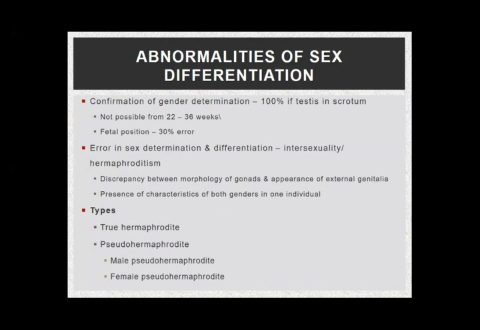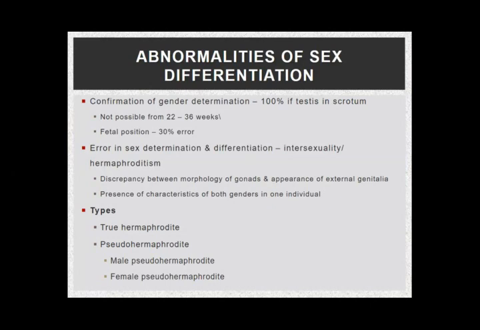the confirmation is done on an ultrasound when the doctor sees that the testes are in the scrotum. That is 100% confirmation. Other than that, actually the problem arises because the doctor cannot see the gender, because between 22nd to 36 weeks, the gender is not well developed and it is not possible to determine the gender.